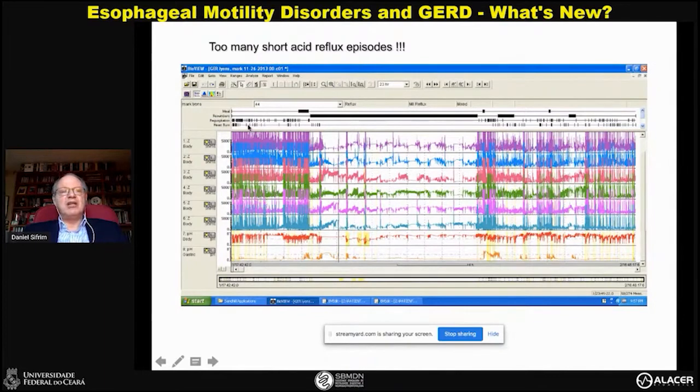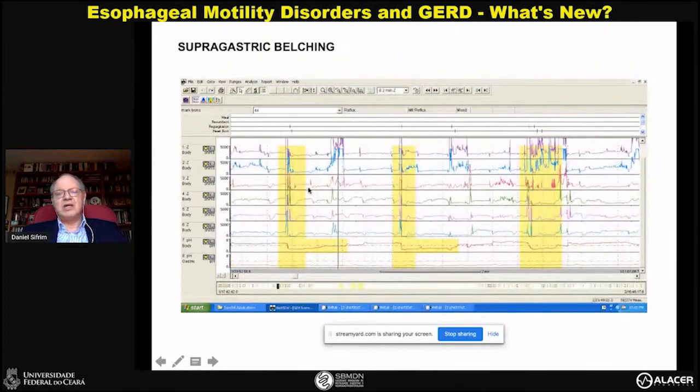And most interestingly, the patient marks with the event marker many symptoms. These are symptomatic episodes. Each of these marks is one symptom. So, if you see many acidic reflux episodes, many spikes in the impedance, and many symptoms, there is something strange. These are not typical reflux episodes. These are supragastric belches associated with acid reflux. Each of these is a supragastric belch.